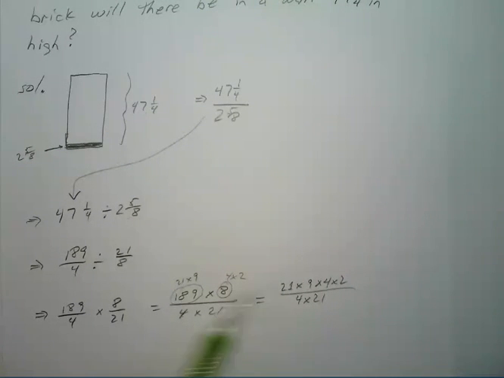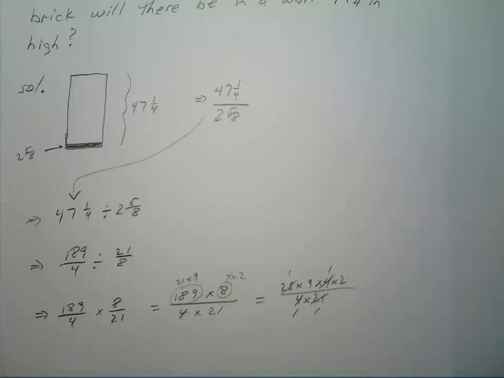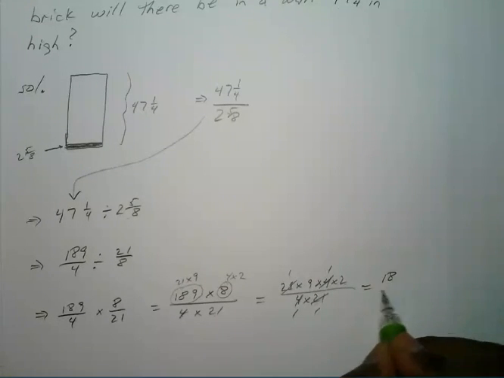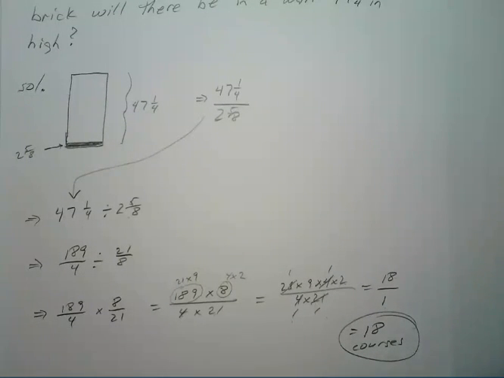So since we already knew the 21 was up here, we can just leave that 21 as it is. All right, so this cancels and this cancels, become 1. This cancels and this cancels, both of those become 1. So we have 1 times 9 times 1 times 2, or basically 9 times 2, which is 18, over 1 times 1, which is 1. So any number divided by 1 is just that number. So you have 18 courses will fit in a 47 1/2 inch wall.